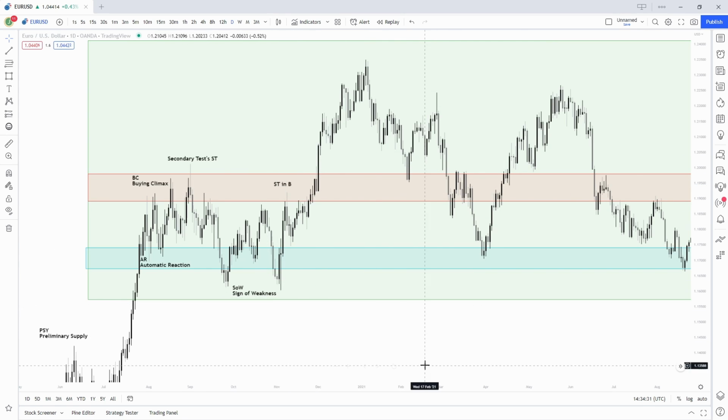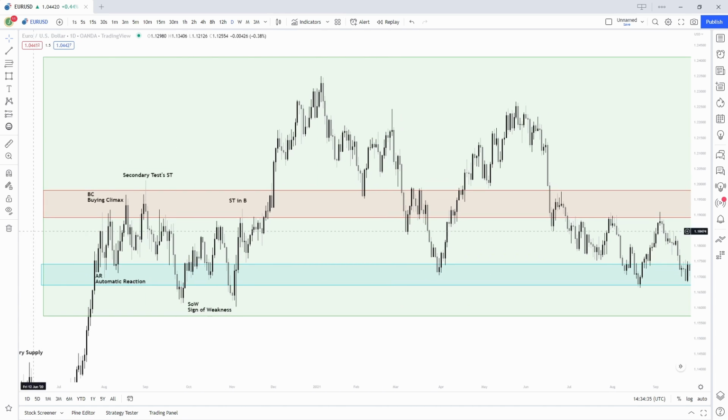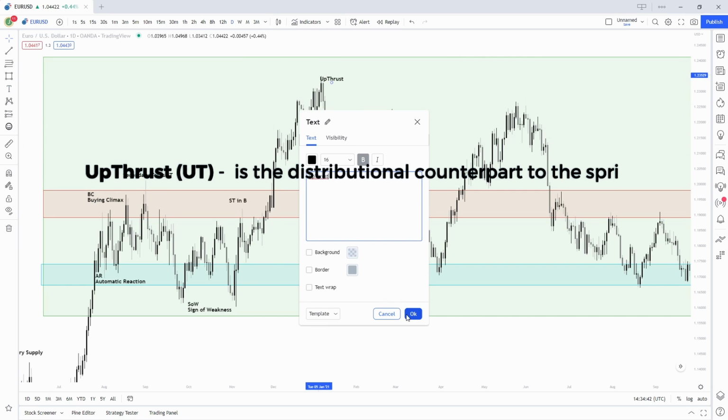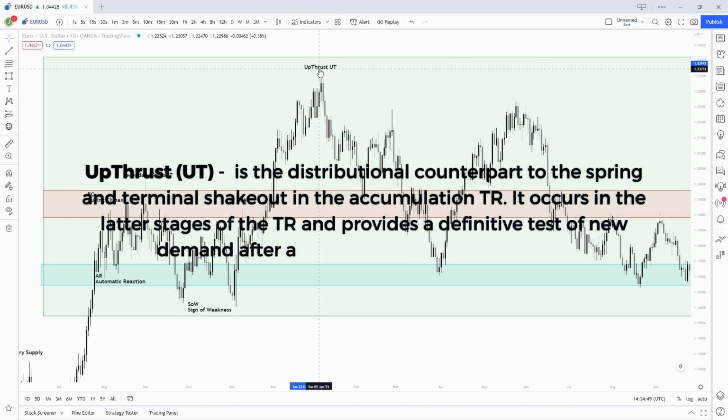So now this is where we have that major manipulation, which is pretty much the counterpart of a spring, which is this entire move here, which represents an upthrust. Again, this doesn't have an abbreviation really. I typically just call it an upthrust. You may decide to abbreviate that to UT, but I usually identify that as an upthrust.